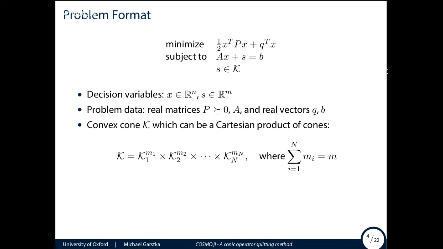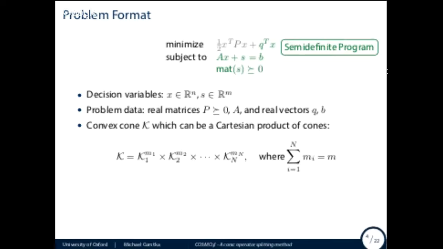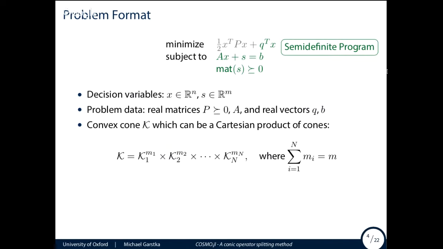So let's say you want to solve a linear program. You then just set P equal to 0 and say, okay, for all the equalities, s will be in the zero cone, and for inequalities, s will be in the non-negative orthant. Similarly, if you want to solve a semi-definite program, you can just say, okay, I want my matrix variable s to be positive semi-definite, and then you get a semi-definite program.